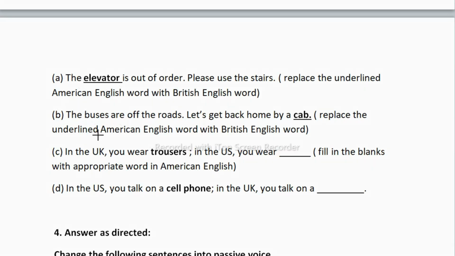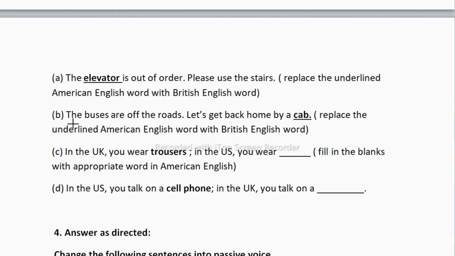So here in the first question, the elevator is out of order, please use the stairs. Here what you have to do is replace the underlined American English word with the British English word. In the American language they call it elevator, and in British language we call it lift. So you have to replace elevator with lift.